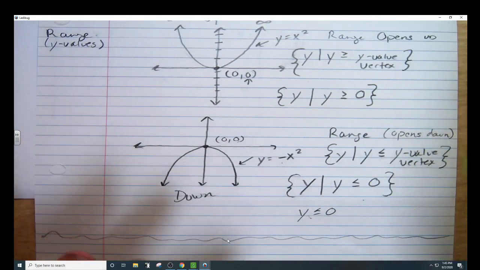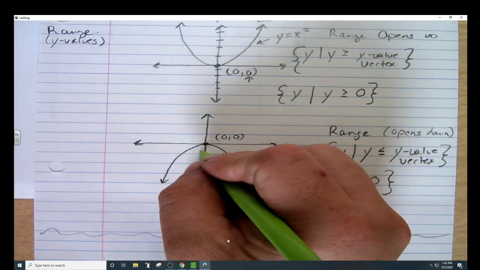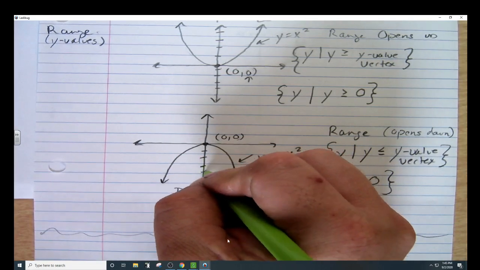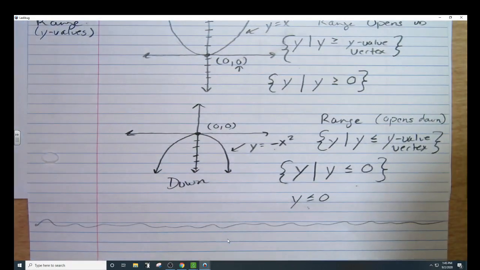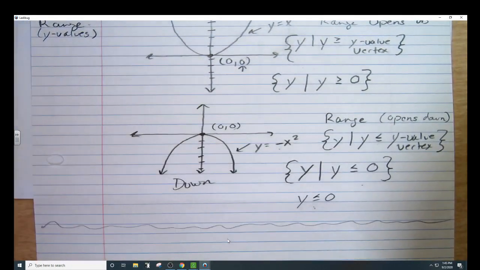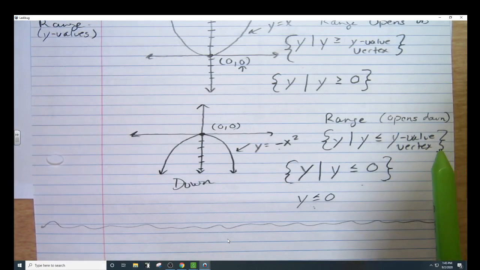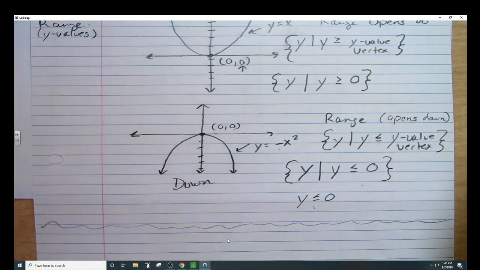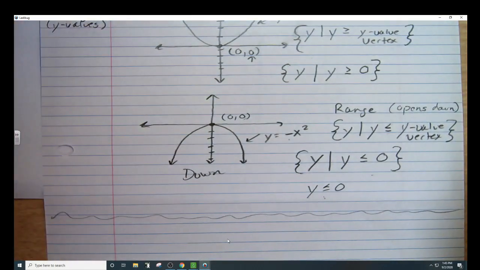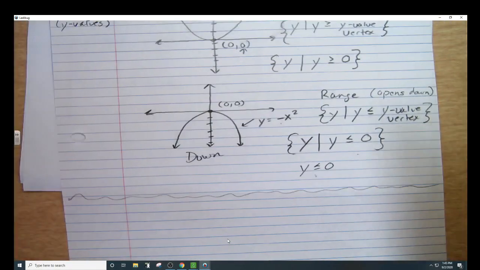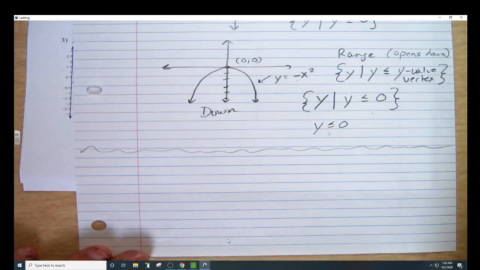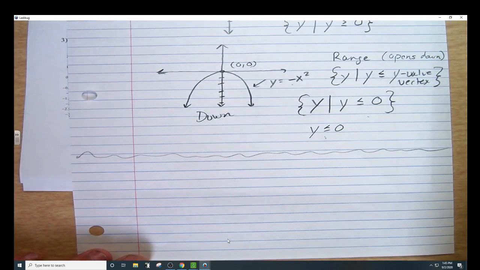Guys, range usually gives students the hardest time when it comes to finding properties of different functions. But once it clicks, it's really simple. If you have trouble with it, just let me know. Okay. All right. Now, let's talk about intervals of increase and decrease.